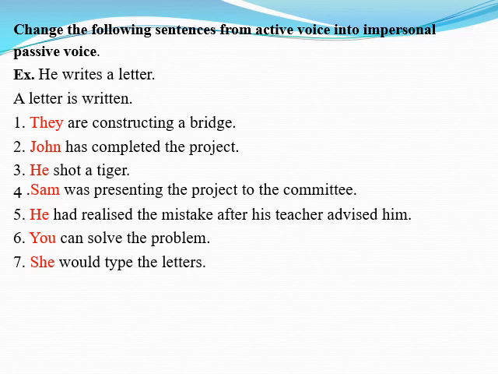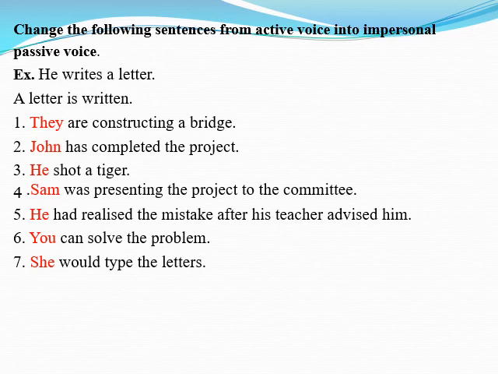Number 4. Sam was presenting the project to the committee. So, what is the verb here? Was presenting. We have the word count of 2. And the object is the project. And to the committee stands as the indirect object. You need not make changes to the indirect object. We can take the direct object. The project was being presented to the committee. That is the answer. Next one.